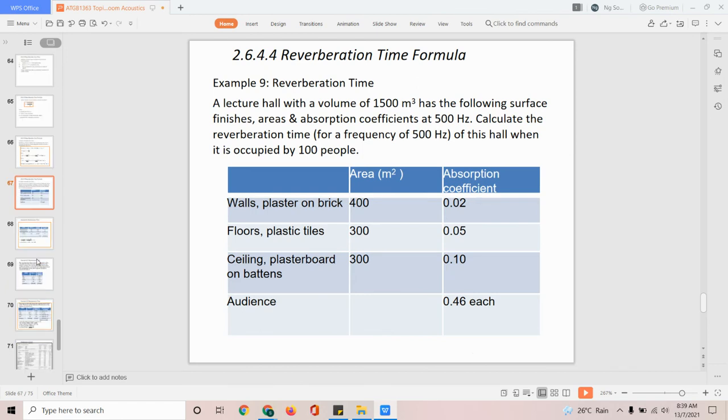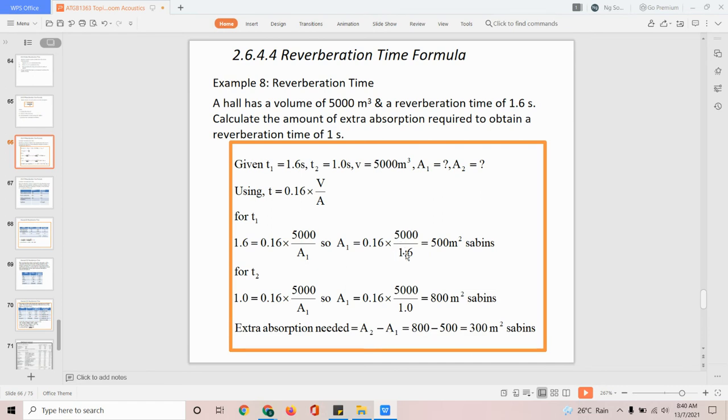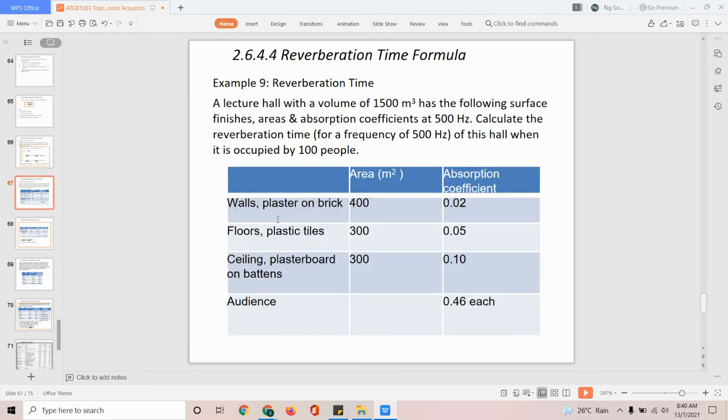Okay, so another example to showcase the usage of this formula, you have a lecture hall with 1,500 meter cube, and then you have different surface areas. So instead of you finding out what the area is here, you are actually given all of these areas, and their absorption coefficients at 500 hertz. You have to calculate the reverberation time of this hall when it's occupied by 100 people. So this question is a bit different. Instead of giving you the reverberation time, they are giving you the area.